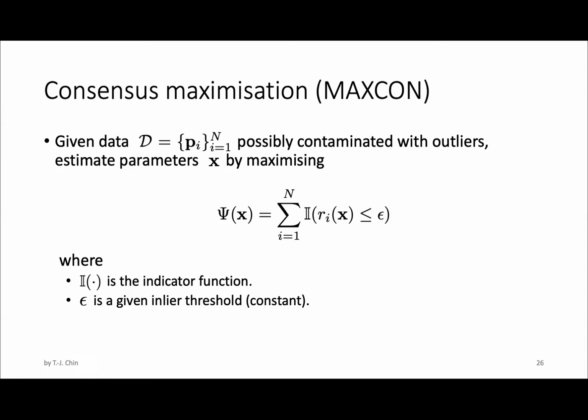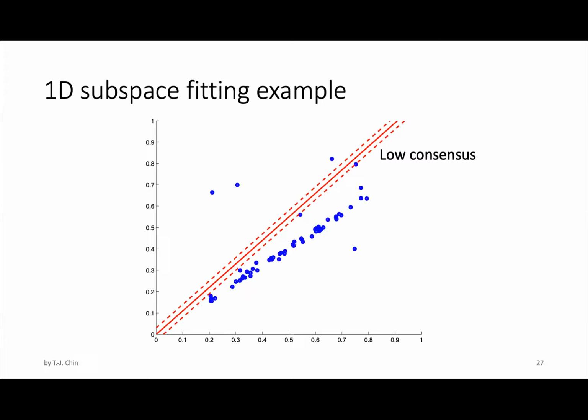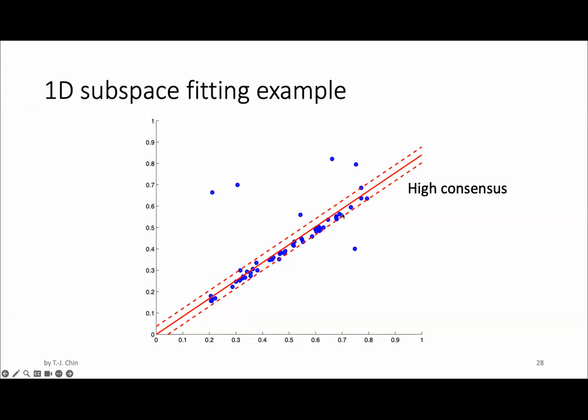Okay, so epsilon here is an inlier threshold, a constant given by the user. Right, you know what this problem is. But to hammer it in, this is a 1D subspace example. It is kind of a running example, so I'll spend time to talk about this. You want to fit this line that goes through the origin. That's why it's called a 1D subspace instead of a line. This particular candidate, for example, has a low consensus because the number of inliers in that epsilon band is small. This one has a high consensus because the number of inliers is big. Okay, so we want to find the highest possible consensus line.